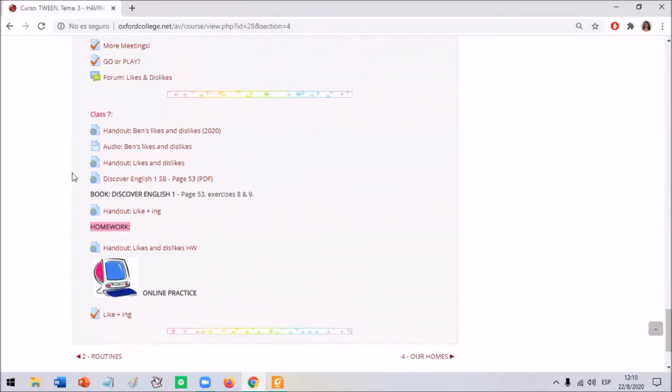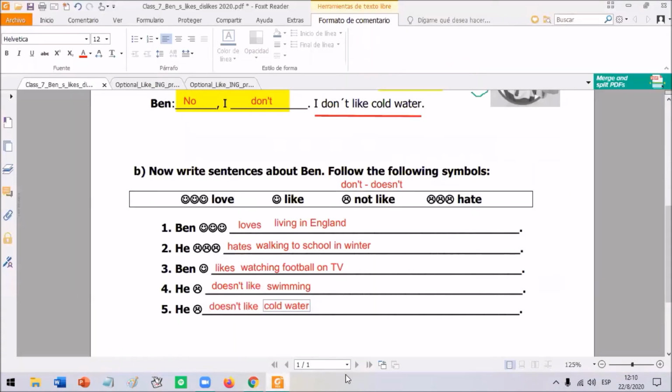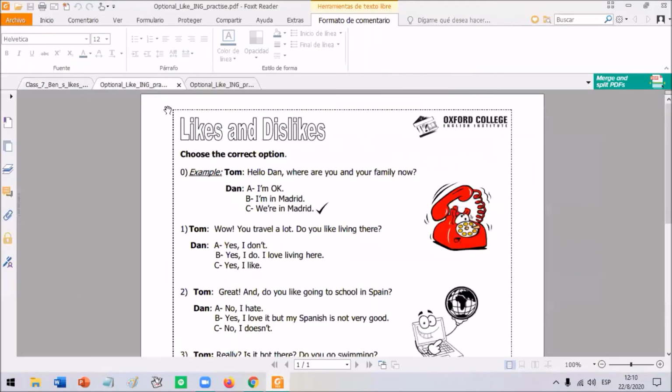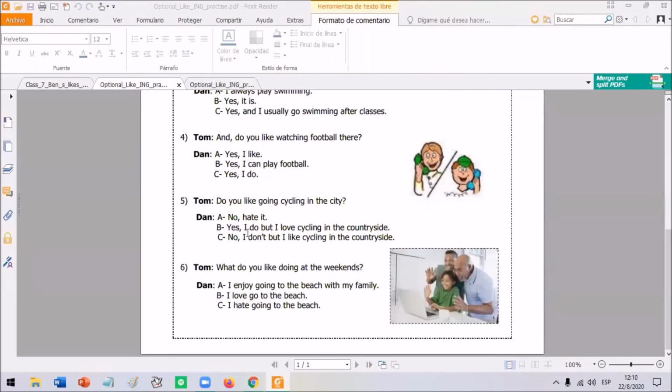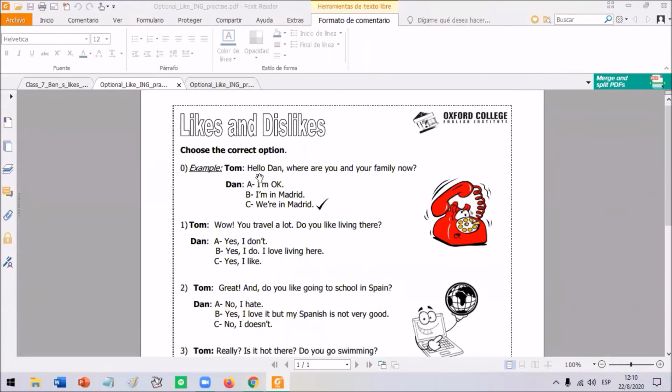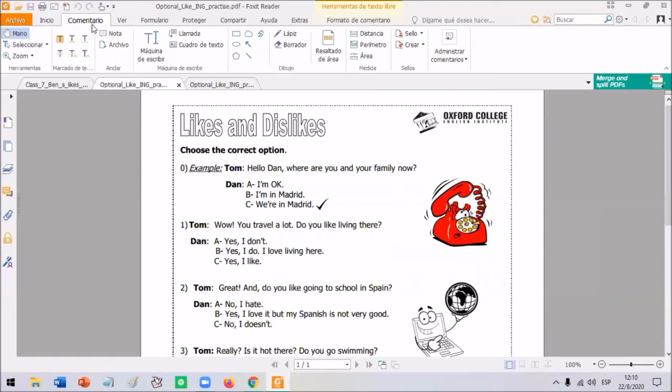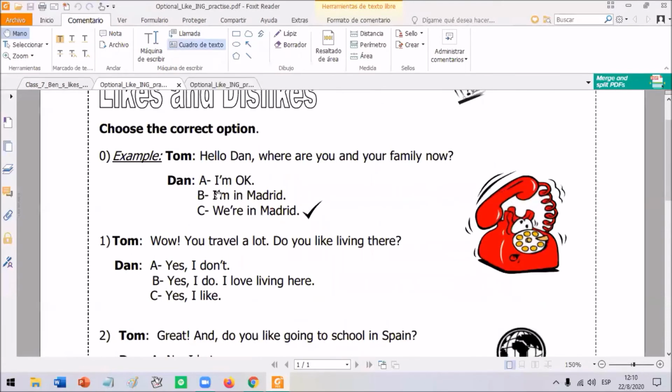Look at this handout. Likes and dislikes. Let's see. Okay. Choose the correct option. Look at this. We have a conversation. There are questions and different options to answer those questions. But only one is correct. So we have to choose the best option. Let's read the example first.